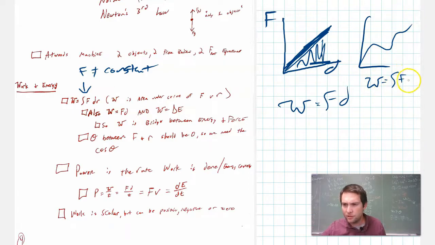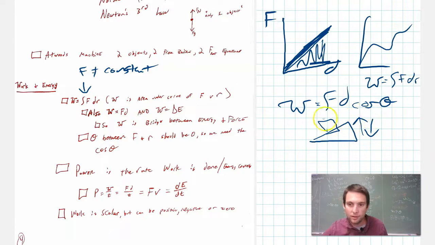Remember, look at the first part of the review video to see how to do that, Fdr. Also, work equals force times displacement. Remember that these two vectors have to be parallel to each other. To get that, we can add in cosine theta. So if we're looking for work done by gravity, gravity going down, our displacement is only up, so this would be negative work being done.